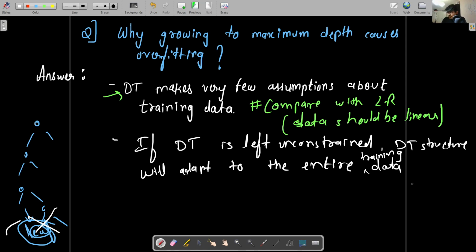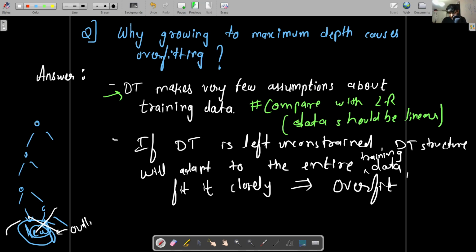And obviously it will try to fit the entire training data closely, and this leads to nothing but overfitting, because we don't need fitting to the outliers. This is the outlier, right? We don't need this fitting, but a decision tree will do that. And that's why growing it to the maximum depth will cause overfitting. I hope this answers this question correctly.